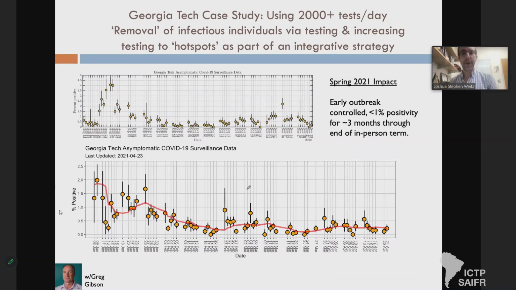And just to point out that we ended up using this as a gateway to the spring, where, although there was an initial outbreak, the vast majority of time we were less than 1% positivity. And this was the gateway then for vaccinations that took place in late spring 2021. So I think I'll wrap up there with that second example and stop sharing, because I think I'm at the end of time.